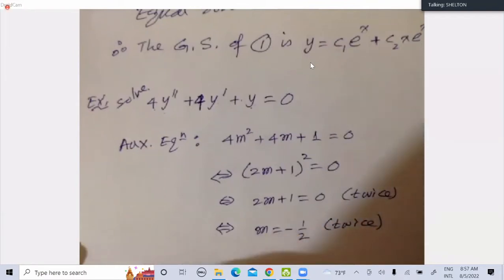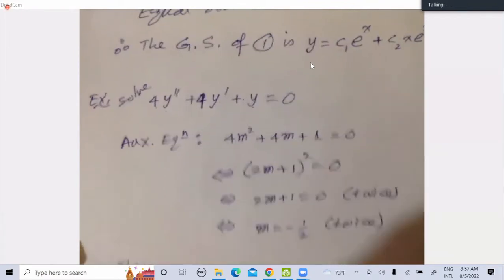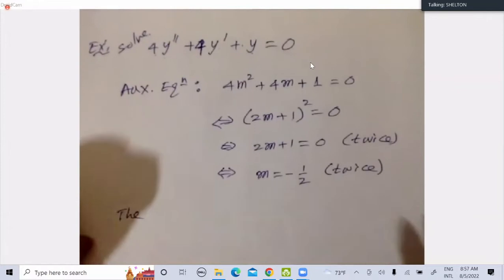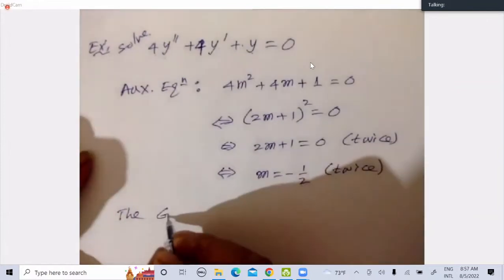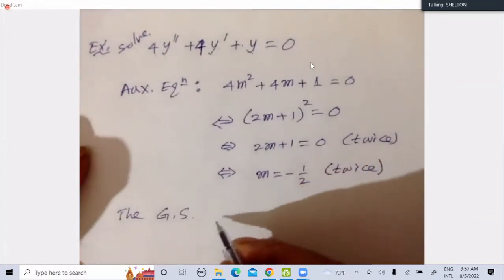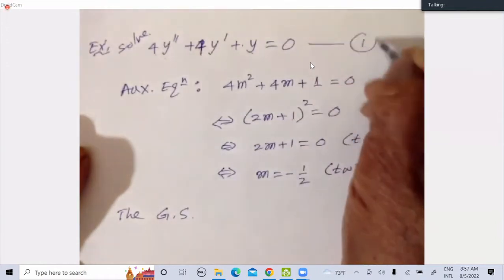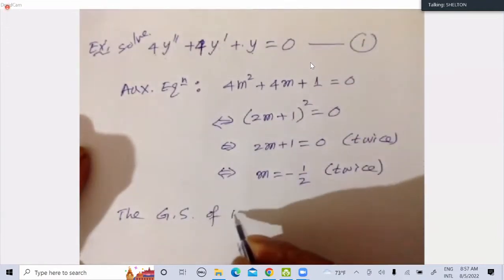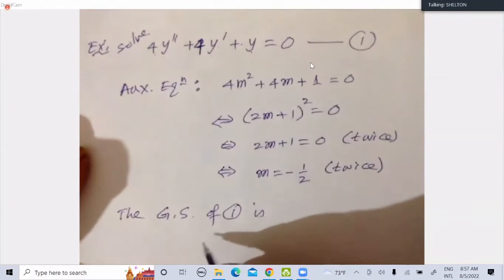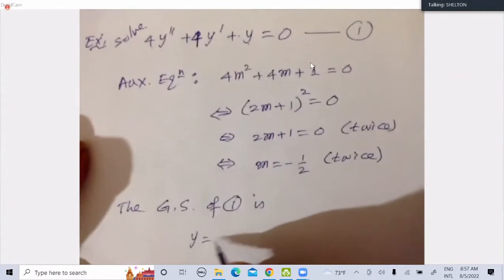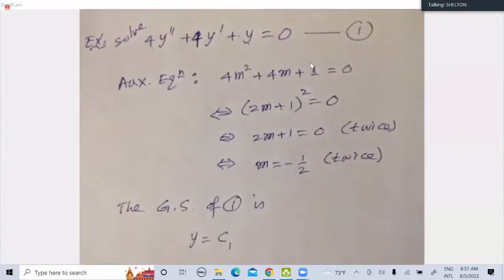So what is the general solution? Therefore, the equal roots case again. The general solution is y equals C1... Can somebody tell me?